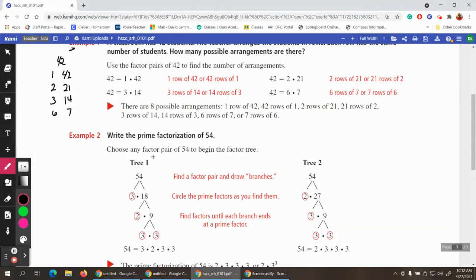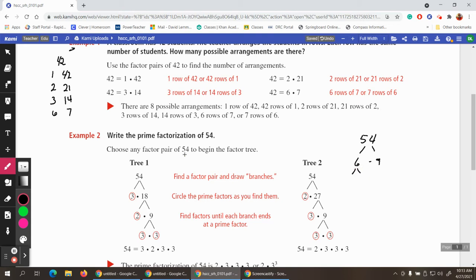Prime factorization. It says choose the factor pair of 54 to begin the factor tree. It doesn't matter which one you choose. There is 3 and 18. There's 2 and 27. Another one that we may know is 6 times 9. So we can factor it that way.